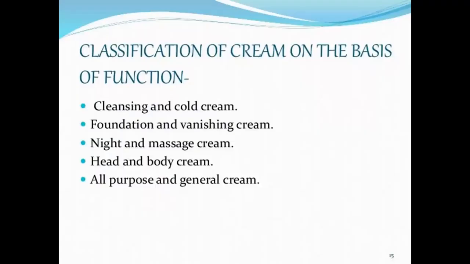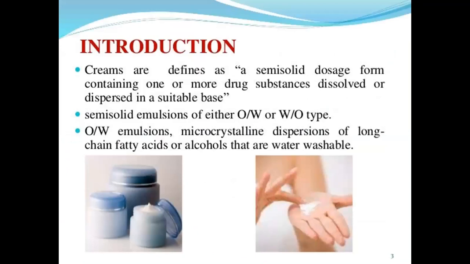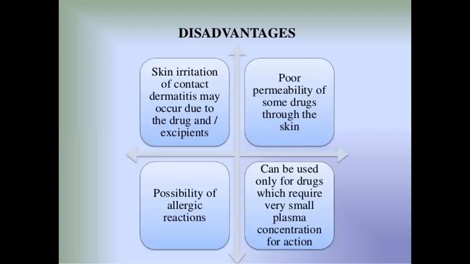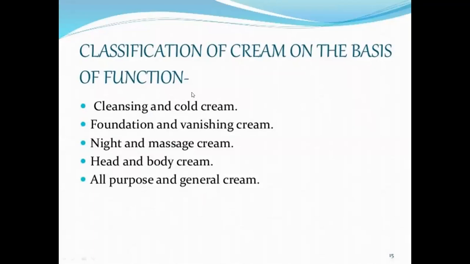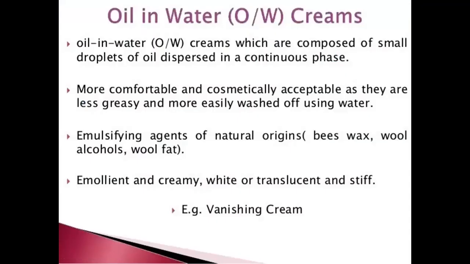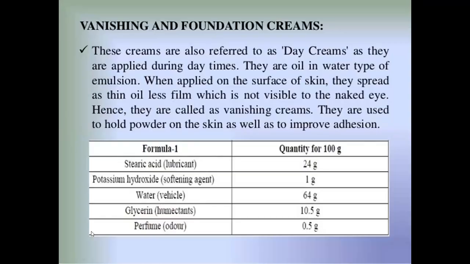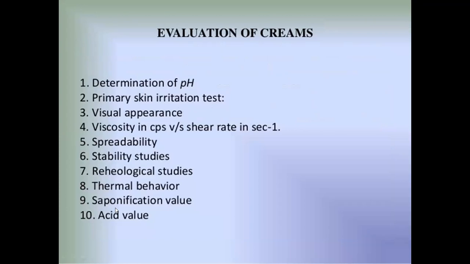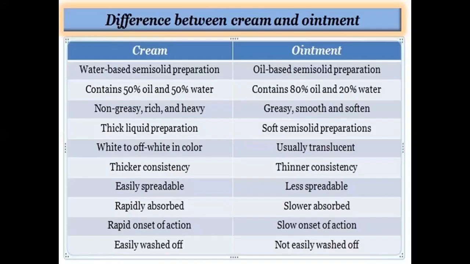So in today's lecture, we discussed creams, in which firstly we discussed the definition of cream. After that, their advantages and disadvantages. There are different types of cream, classified on the basis of their nature or function. Then we discussed vanishing cream, and how it is formulated, that is their formulation table. After that we discussed storage and evaluation, that is quality control tests for creams. And the last and important point is the difference between creams and ointment. Here we complete the creams chapter from topical preparations.